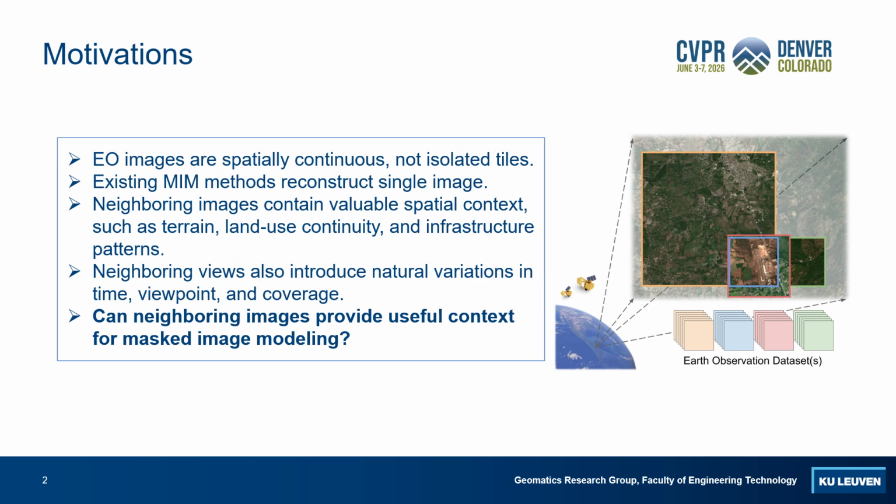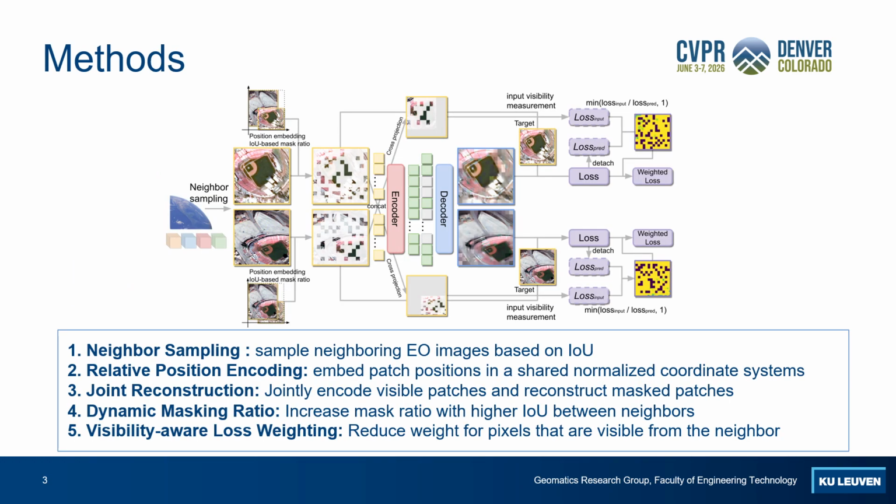At the same time, neighboring views may also differ in acquisition time, viewpoints, or sensor conditions. This means neighboring images provide various signals, sharing spatial context as well as natural variations. Therefore, we ask, can neighboring images provide useful context for masked image modeling? To answer this question, we propose NeighborMAE, which extends MAE from single image reconstruction to joint reconstruction of neighboring Earth observation images. The method has 5 main components.